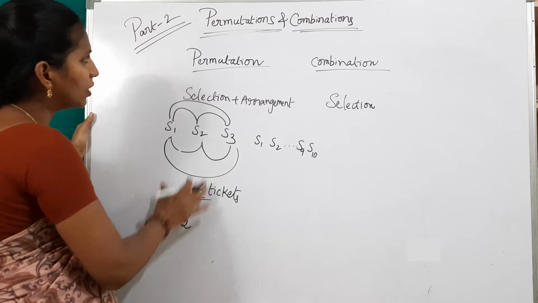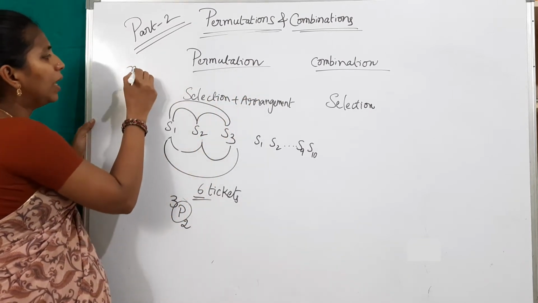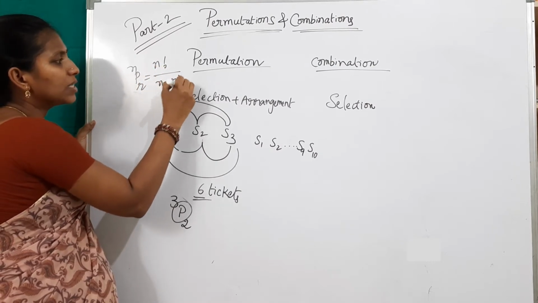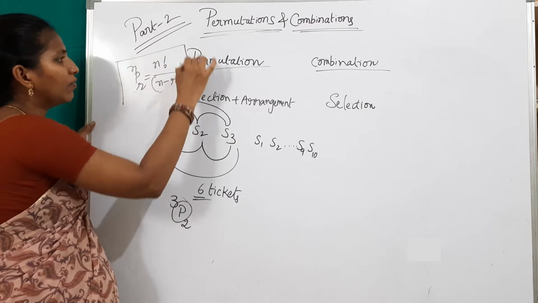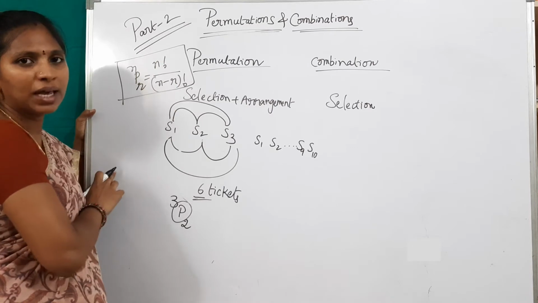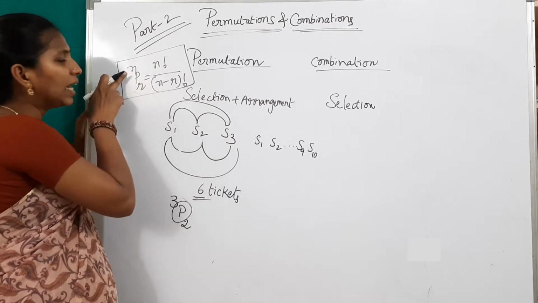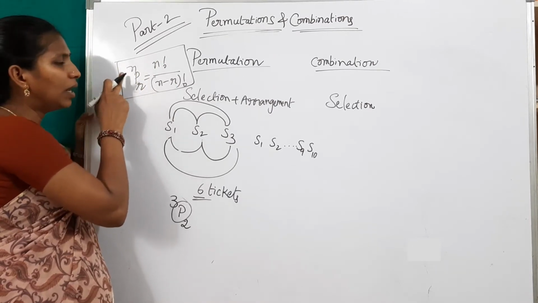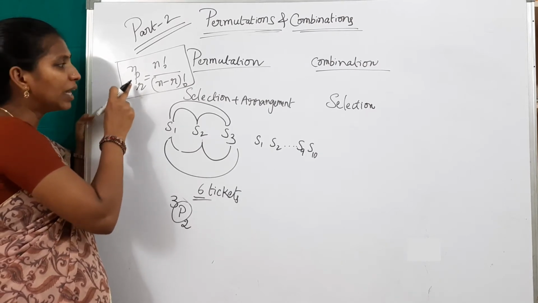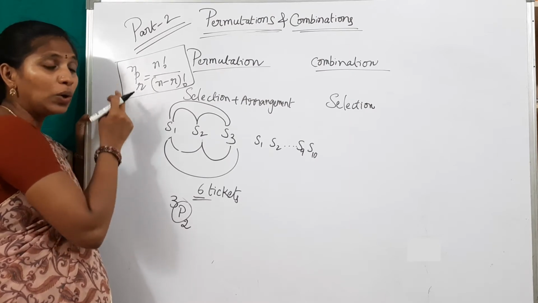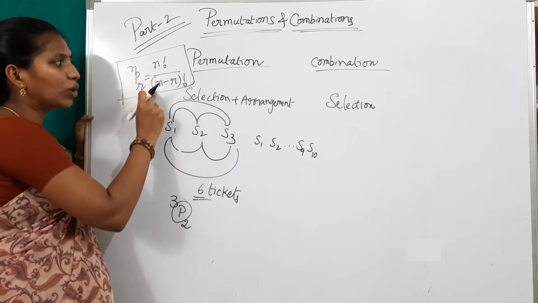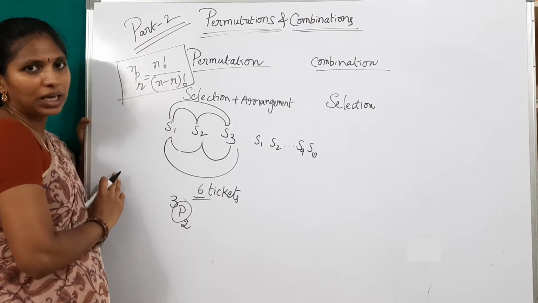Now see the formula for permutation. nPr is equal to n factorial by (n minus r) factorial. This is the formula for permutation. Totally there are n elements. From these n elements, I want to take r elements, and I want to arrange r elements. Then the formula is nPr equal to n factorial by (n minus r) factorial.